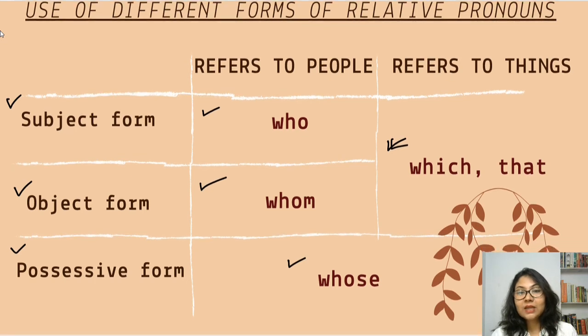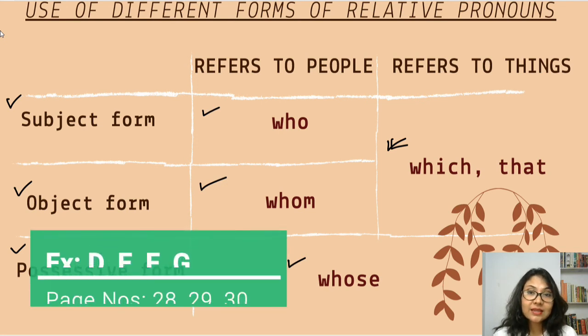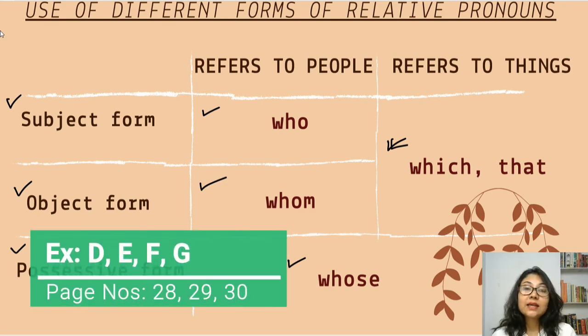So children, that's it for today's class. We are going to continue with the pronouns lesson in the next class. But it's time for you to note down your home assignment. Page numbers 28, 29, 30, exercise D, E, F, G.